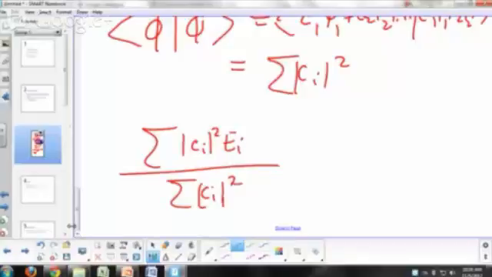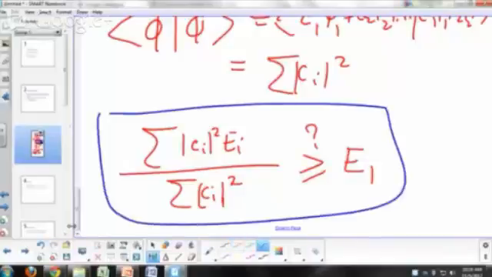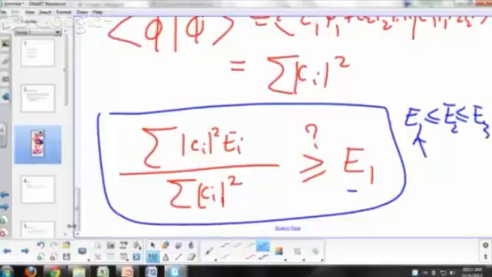Is that greater than or equal to E1? That's what we're trying to prove. The variation theorem says that this expression right here on the left must be greater than or equal to E1, where E1 is the lowest possible energy. So E1 is going to be less than or equal to E2, less than or equal to E3. So E1 is the lowest possible energy. Right? Is that true then?